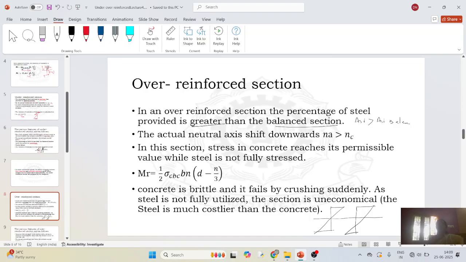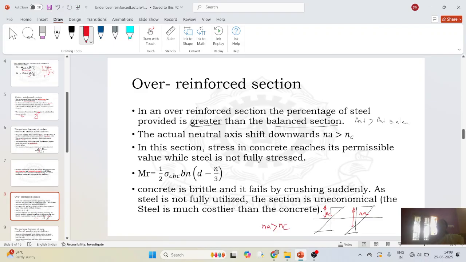This is the critical neutral axis for the balanced section. This is the actual neutral axis for the over-reinforced section. So NA is greater than NC.